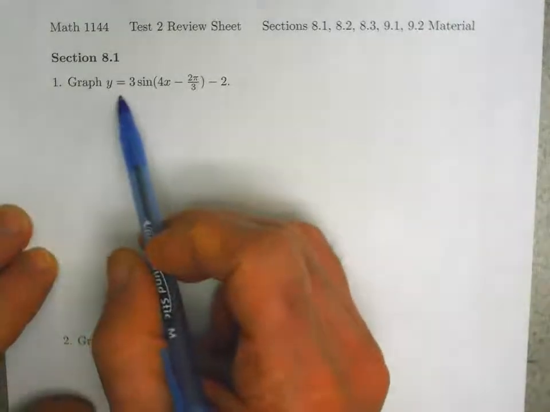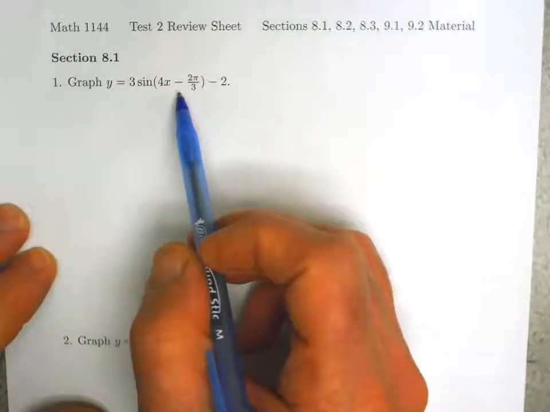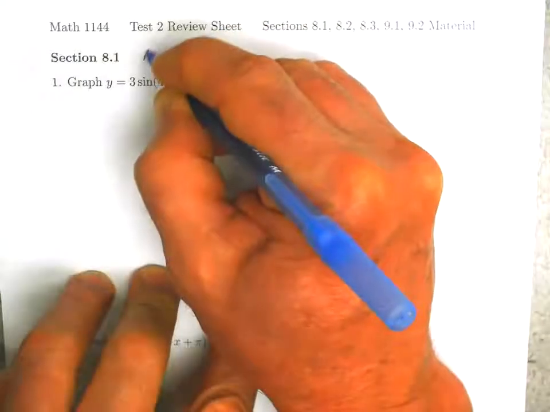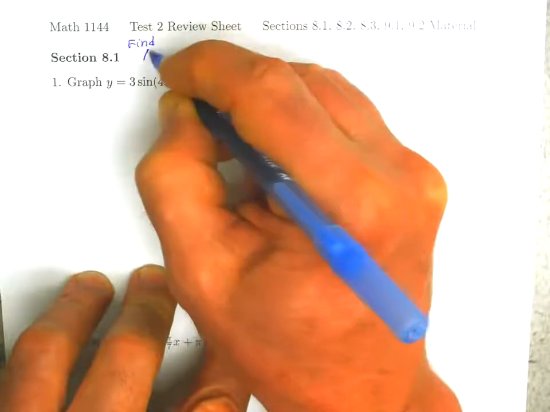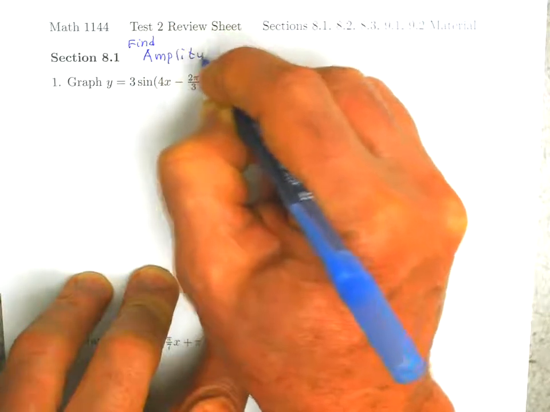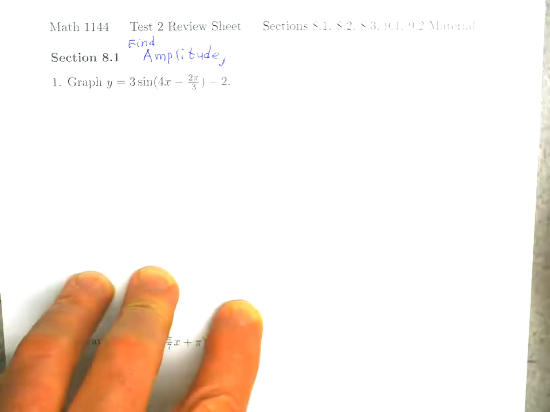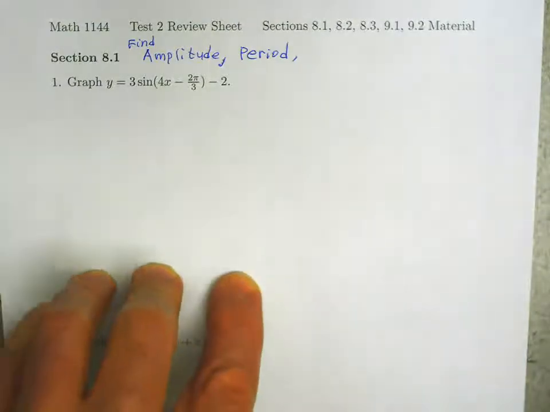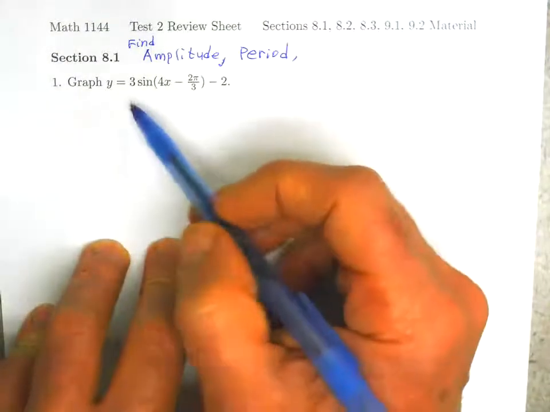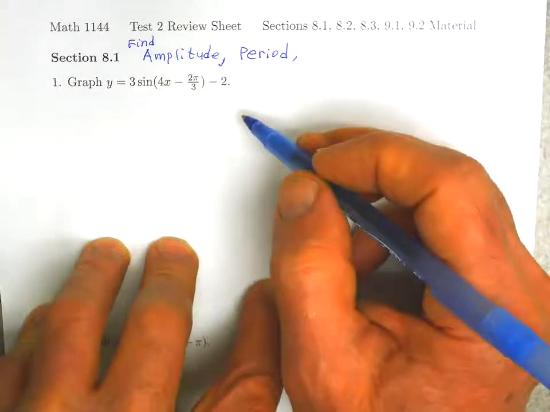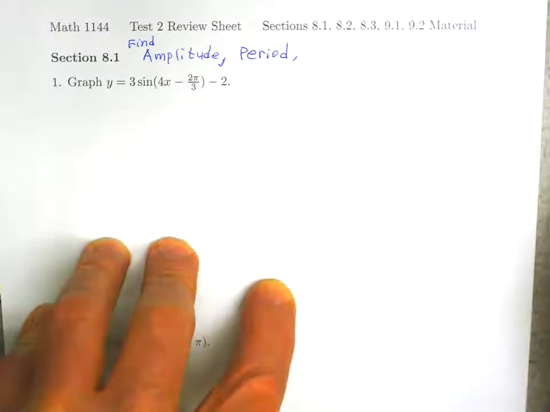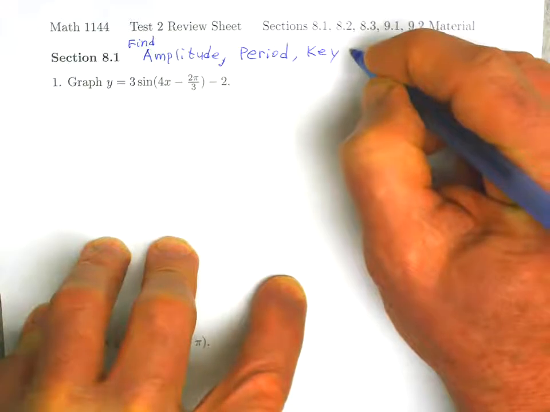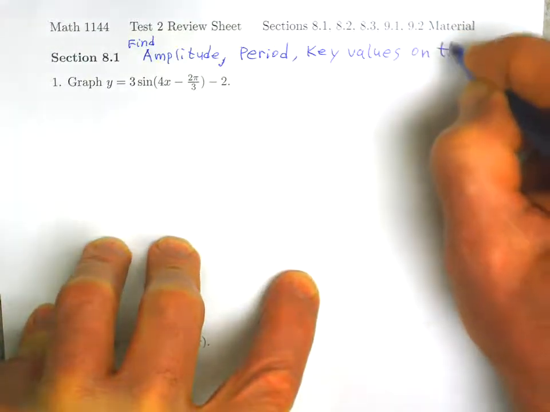So we want to graph y equals 3 times sine of 4x minus 2 pi over 3, minus 2. So we need to find some things. We need to know what the amplitude is, find the amplitude. Find the period. We need to be able to find some important x values on the x-axis. So I'll just say find key values on both the x and y axes.